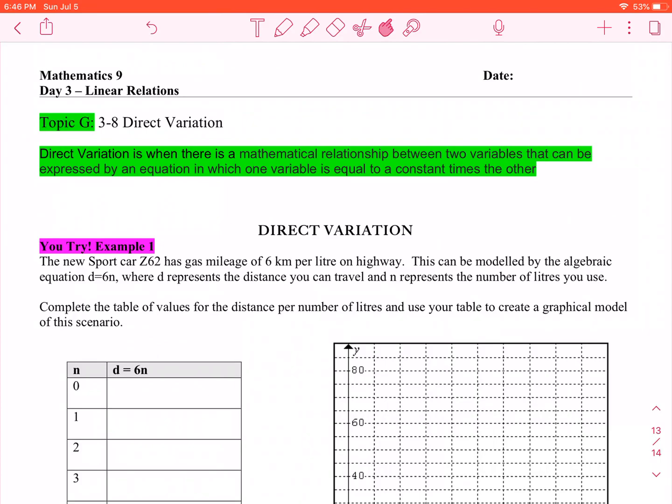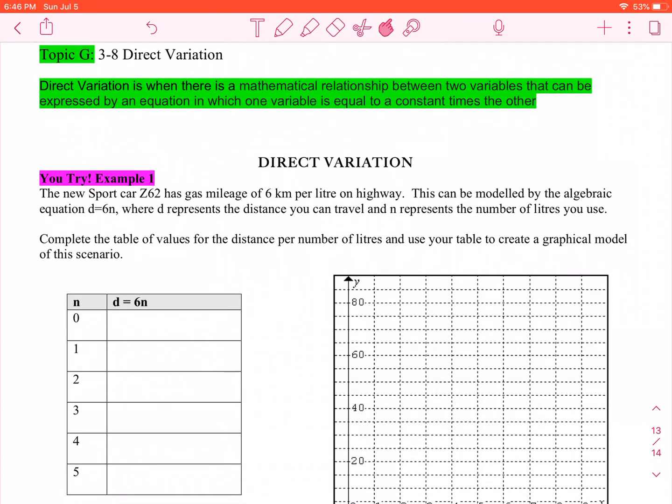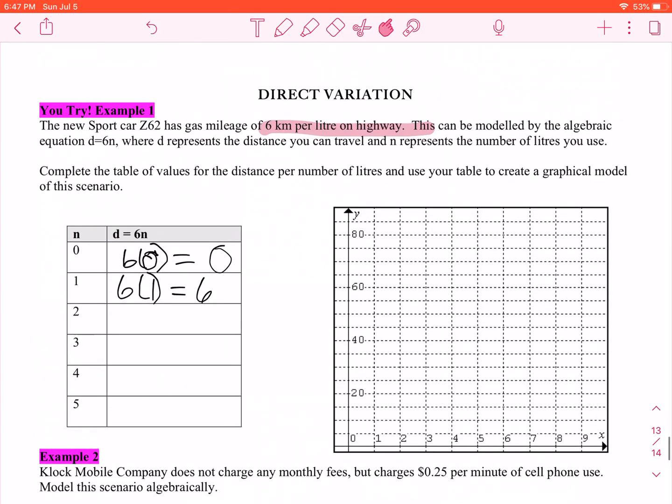Okay, in this case, we're looking at some sports car, and we see that there's a mileage of 6 kilometers per liter on the highway. So that means if they drive 0 kilometers, so meaning they don't leave the parking lot, how much distance would be driven? Well, of course, 0. Okay, what if we drive 1 kilometer? 6 times 1 would be 6. Okay, so basically what you're going to do in this example is put it in a table form and then also create your scatter plot.